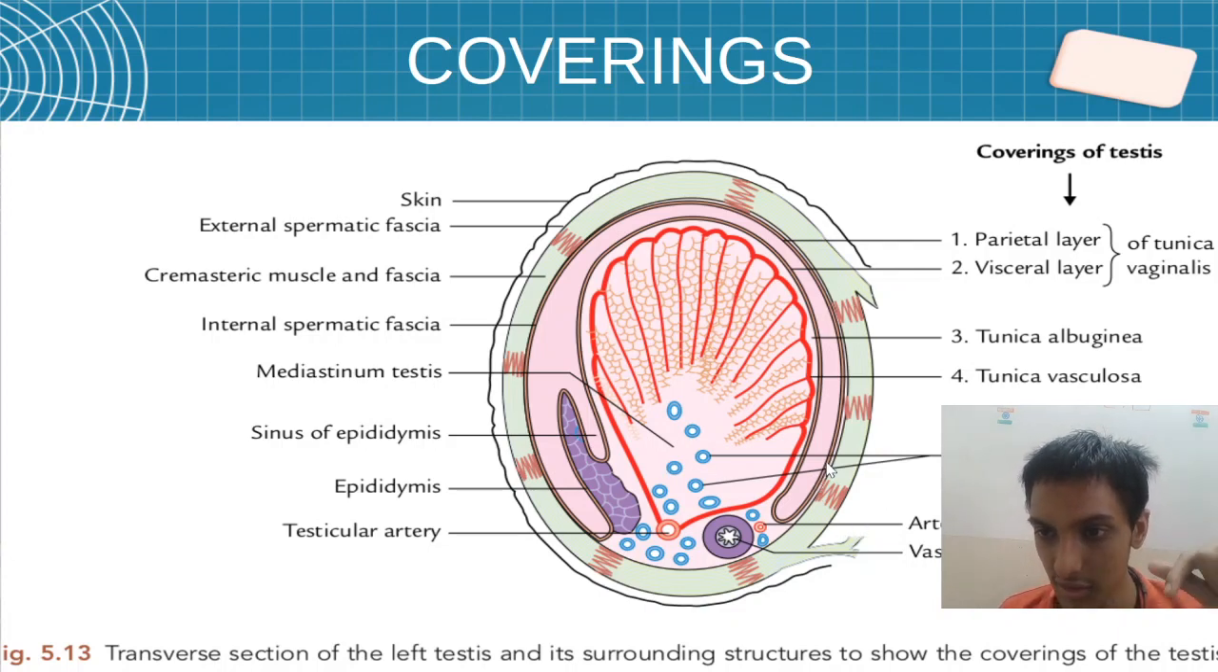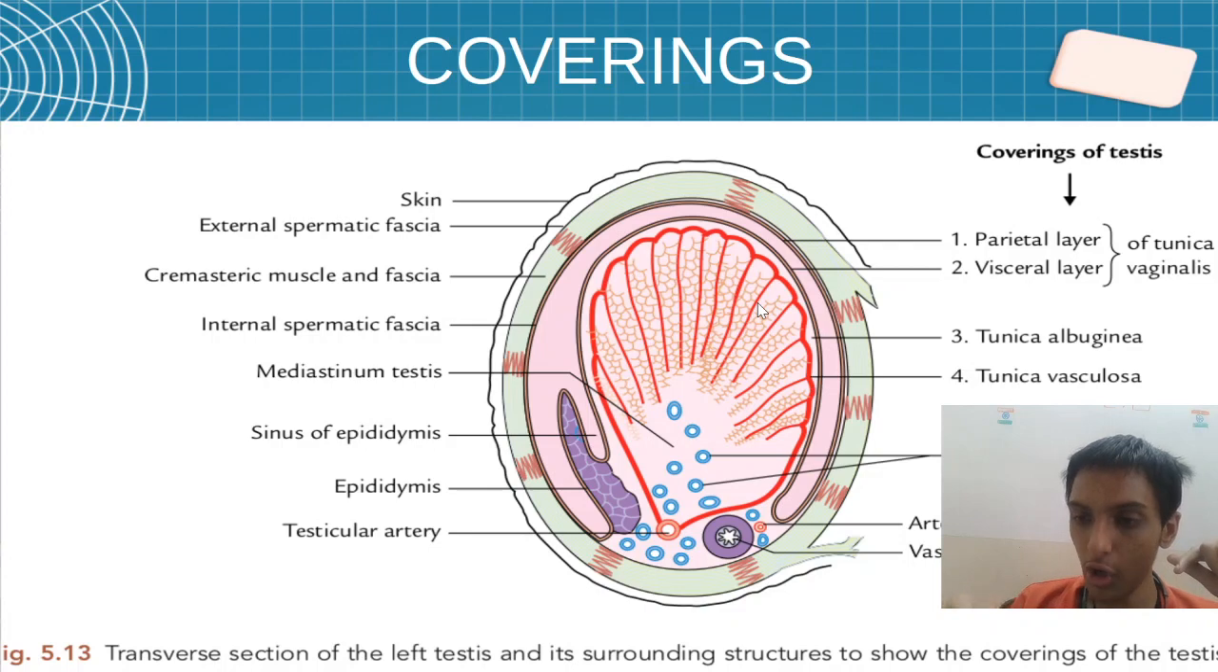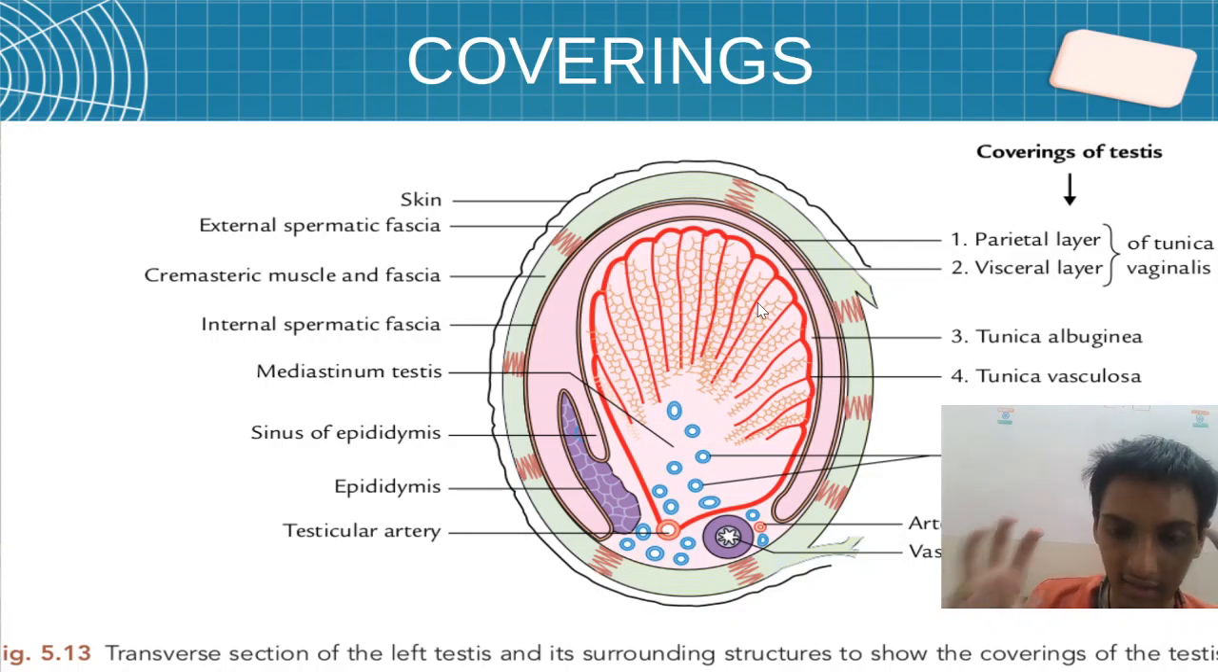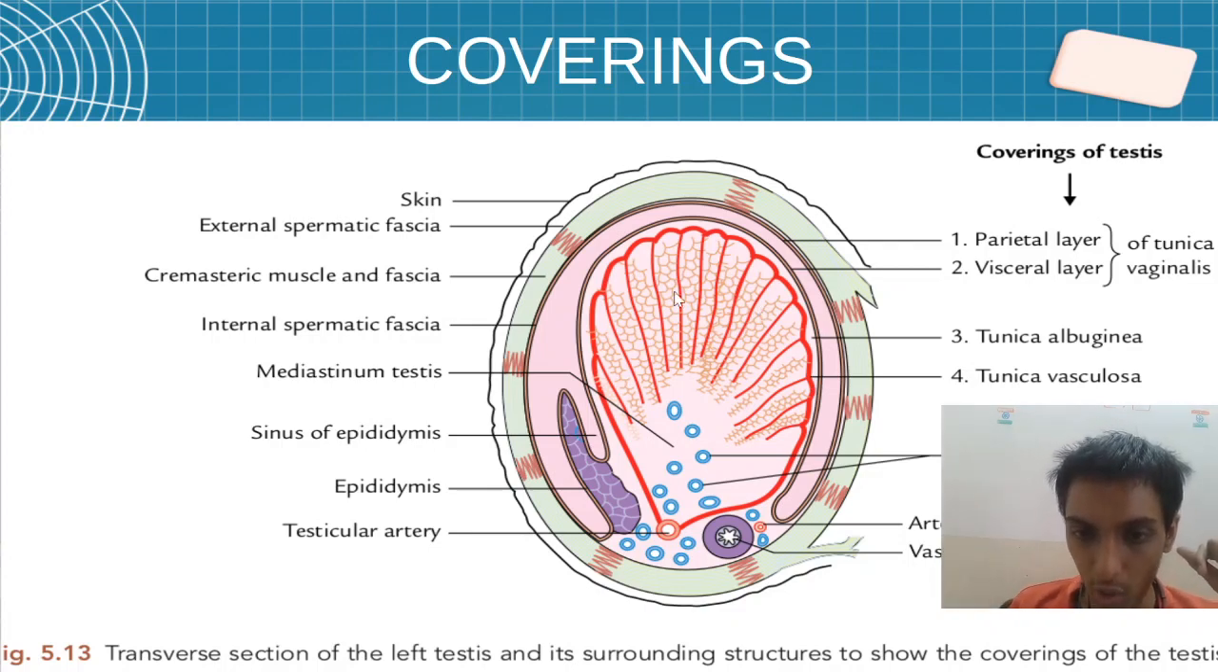This one, tunica vaginalis, albuginea and vasculosa. Vasculosa means there will be vessels. That is vasculosa. This is the albuginea and this is the vaginalis. This is the mediastinum of this, the sinus, the epididymis. This is the vas deferens and the vessels surrounding it.